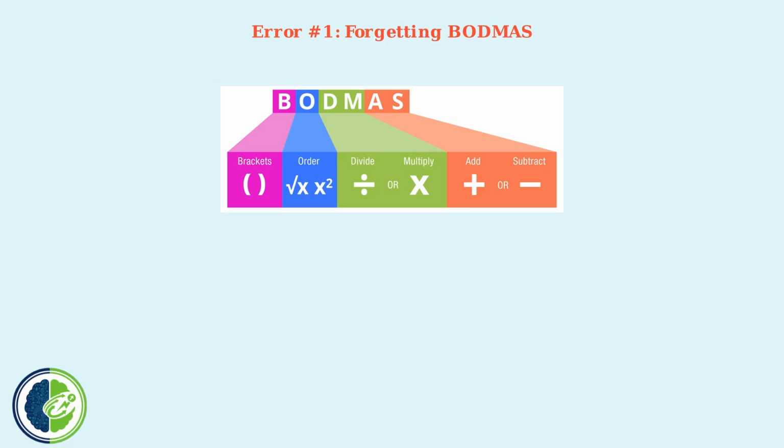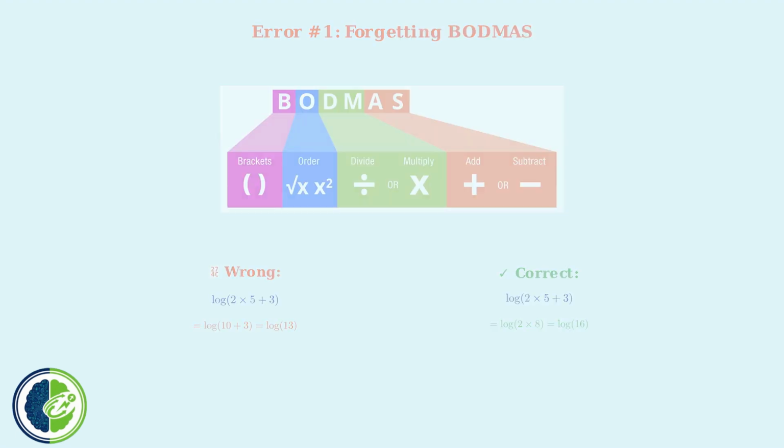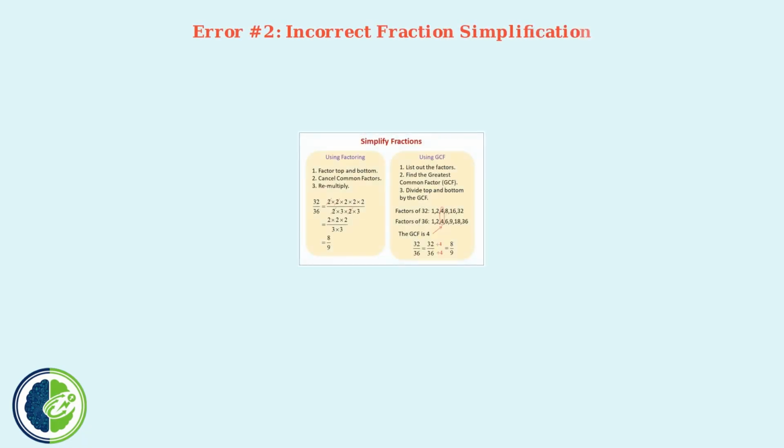Let's see how this applies to logarithm calculations. Here's a common mistake. When calculating log of 2 times 5 plus 3, students often work left to right instead of following BODMAS. The wrong way gives log of 13, but the correct way, following order of operations, gives log of 23.